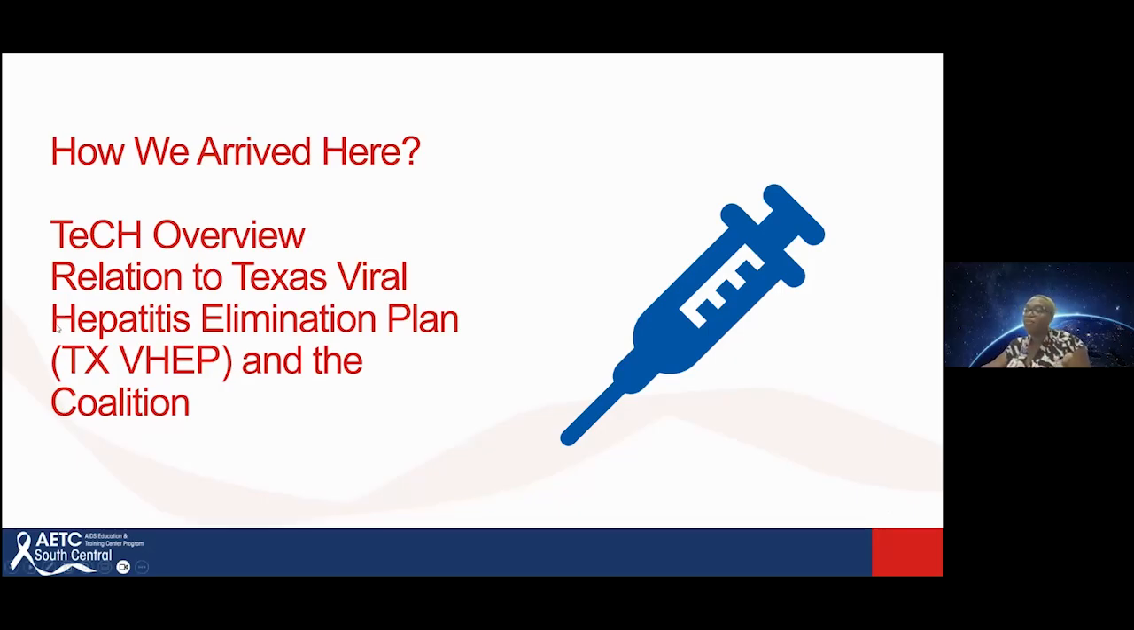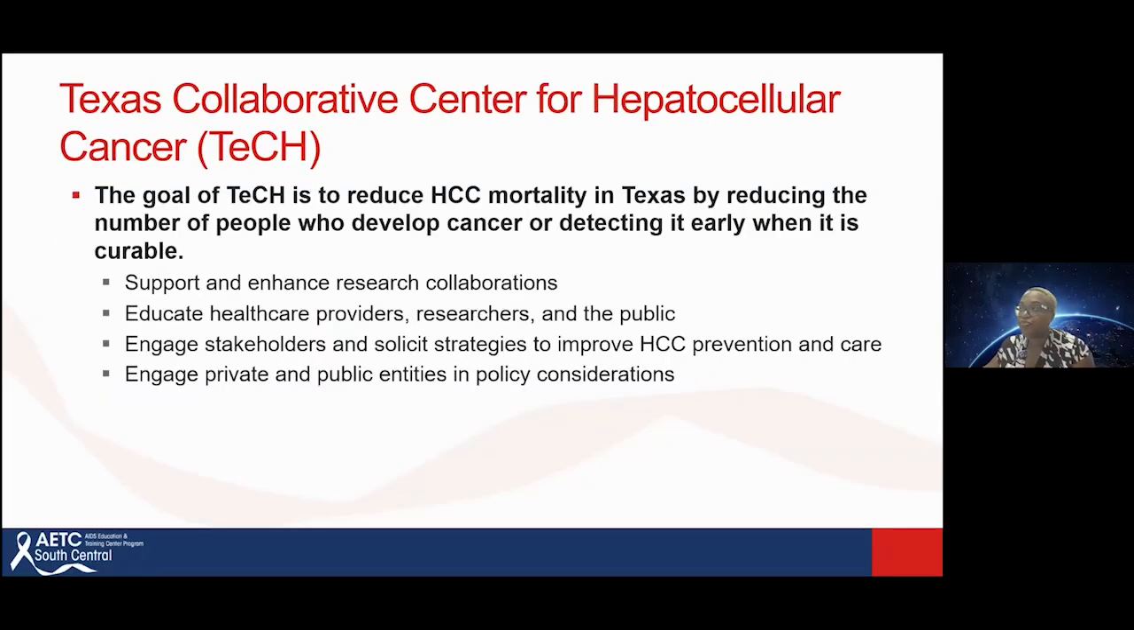So, how did we arrive here? I will provide a TEC overview in relation to the Texas Viral Hepatitis Elimination Plan, along with the coalition. The Texas Collaborative Center for Hepatocellular Cancer, TEC as we like to call it, has the goal to reduce HCC or liver cancer mortality in Texas by reducing the number of people who develop cancer or detecting it early when it is curable. We do that by supporting and enhancing research collaborations.